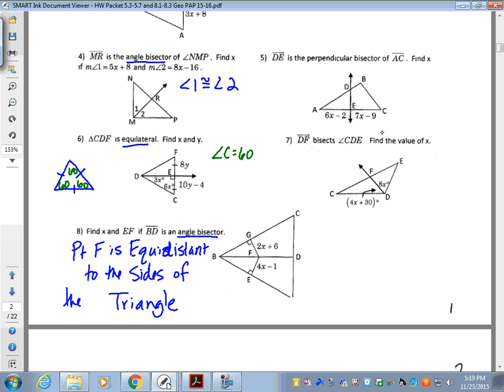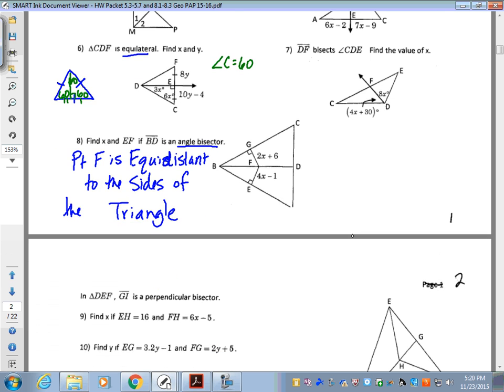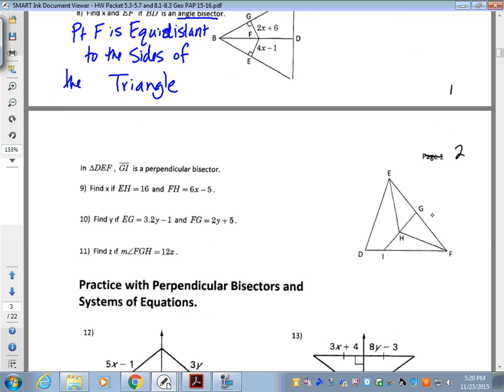Then on 4, the keyword is angle bisector. I gave you a clue for that. Keyword on 6 is equilateral. All sides are congruent, and all angles are 60. And also when I draw my altitude, it becomes a perpendicular bisector, so it bisects the base. Keyword on 8 is angle bisector. Point F has equal distance to the side. We have to use theorem 5.4.